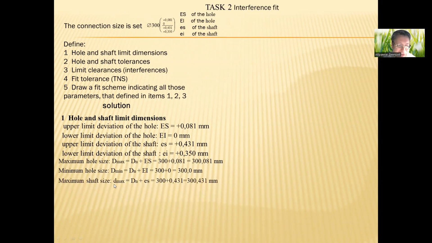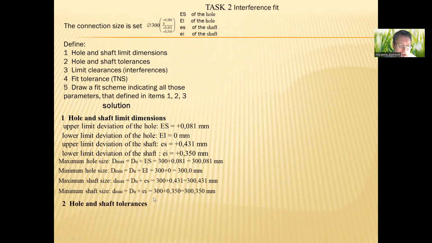Maximum shaft size, small d maximum, is equal to the nominal diameter of the shaft plus the upper limit deviation of the shaft, small es. 300 millimeters plus 0.431 millimeters, and we have 300.431 millimeters. Minimum shaft size, d minimum, is d nominal plus the lower limit deviation of the shaft, and we have 300 plus 0.350, and we have 300.350 millimeters. It's minimum shaft size.